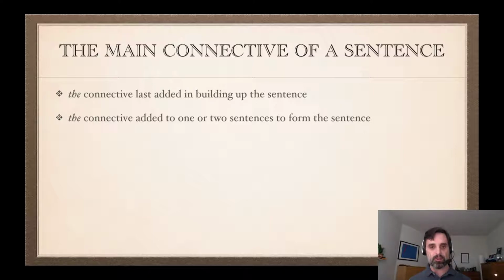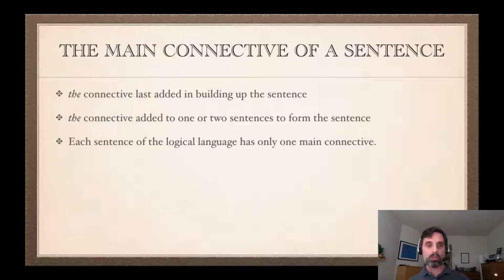It's the connective that's added to one sentence in the case of a negation, and to two sentences in the case of a conditional, to form the new sentence. Each sentence of our logical language has only one main connective. In a language that's grammatically ambiguous, a natural language like English, a sentence might have, on each reading of the sentence, only one main connective, depending on how it was built up. If it was built up this way, then this is the connective that was added last. If it was built up that way, then that other connective is the one that was added last. But since our language is not grammatically ambiguous, each sentence has only one main connective.